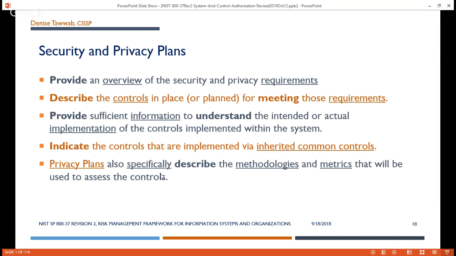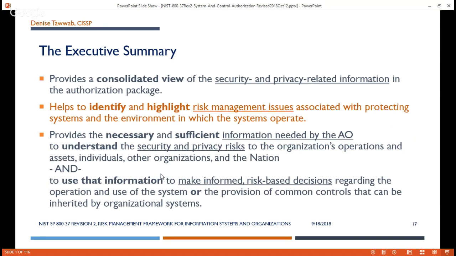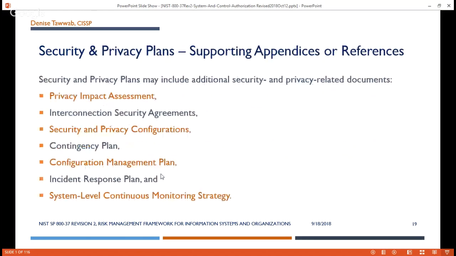So you have your executive summary and your security and privacy plans. And then you have supporting appendices or references that are attached to your security and privacy plans, because a lot goes into those documents. Your security plan will have a lot of detail. And so you'll probably attach as references your privacy impact assessment, any interconnection security agreements, your security and privacy configurations, the contingency plan, the configuration management plan, incident response plan, and your system level continuous monitoring strategy. So that's a lot of work that has to happen before a system is authorized.